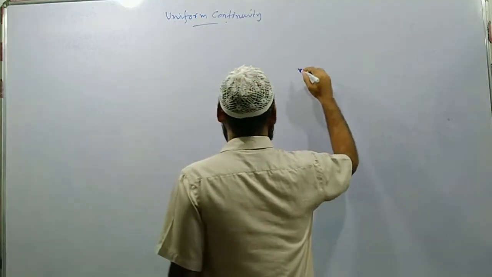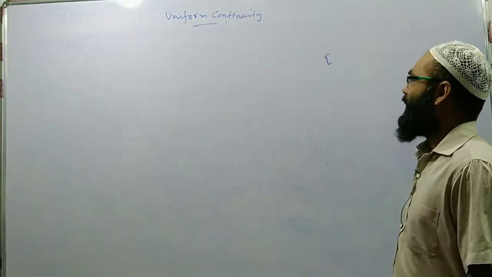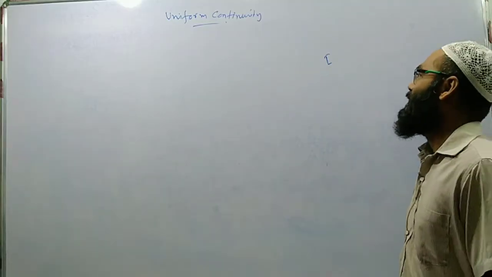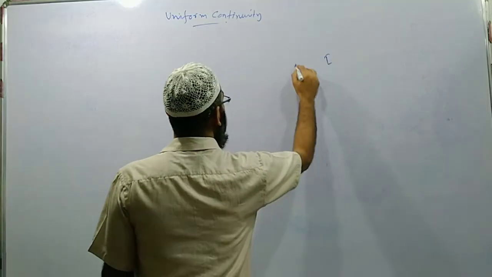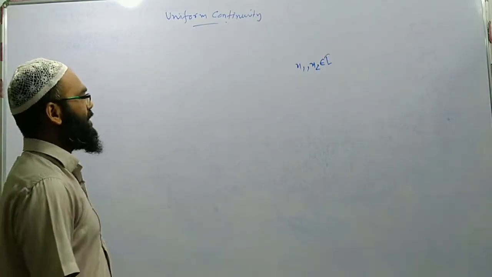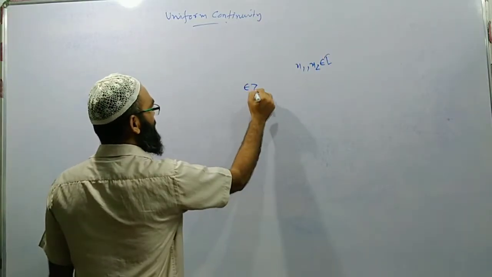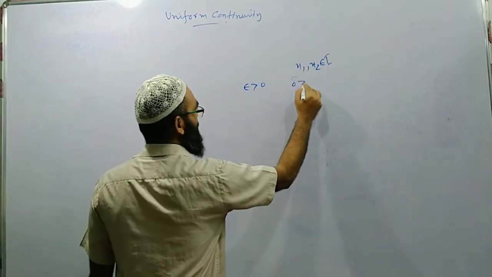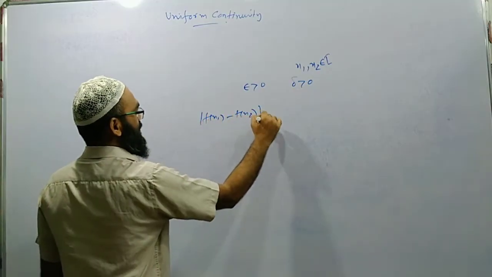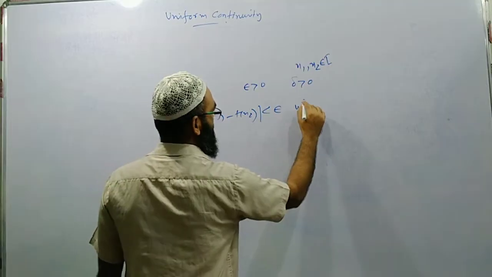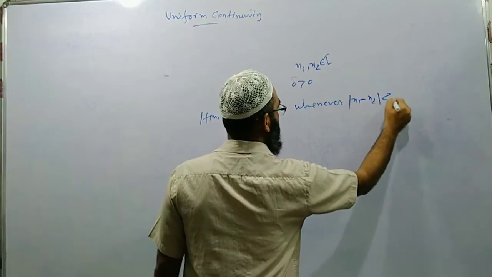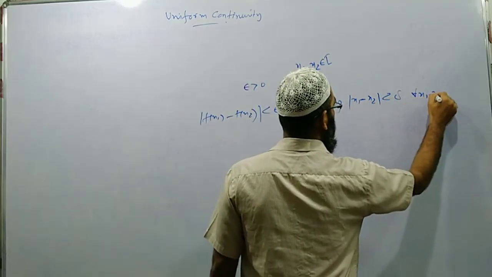Actually, if I is a given interval, this interval may be open or closed or semi-open, and x1 and x2 are any two arbitrary points of this interval. Now, corresponding to epsilon greater than 0, if there exists a positive delta such that modulus of f(x1) minus f(x2) is less than epsilon, whenever mod of x1 minus x2 is less than delta, for all x1, x2 belonging to I.